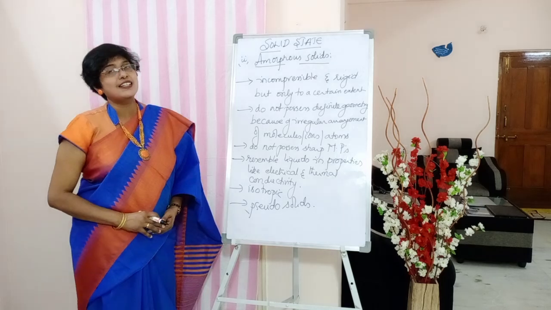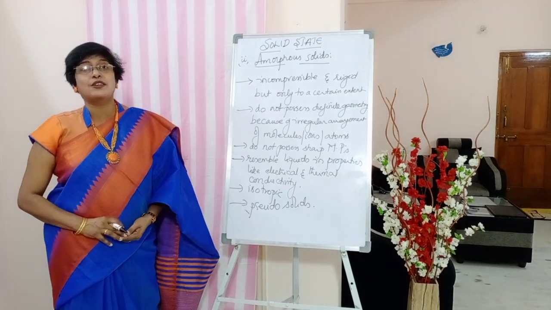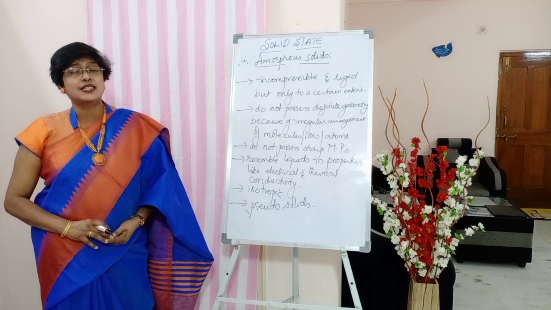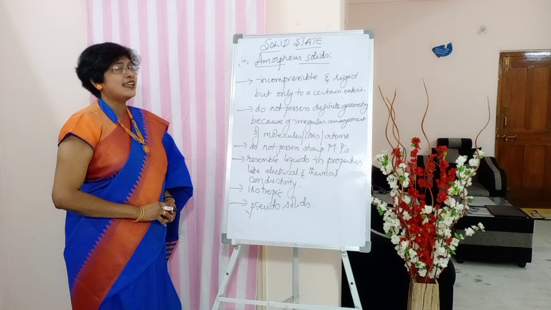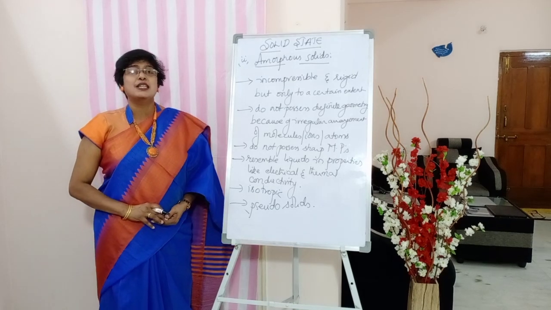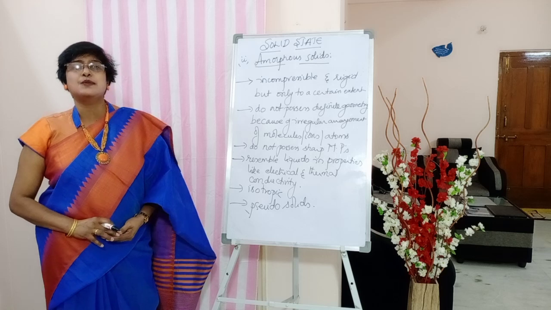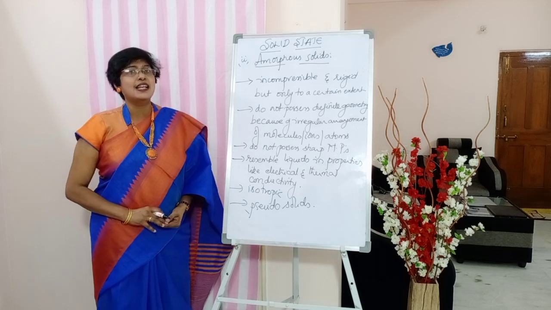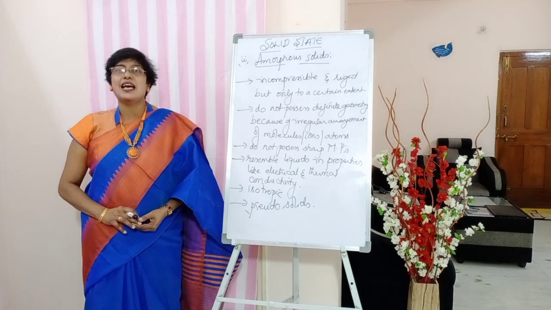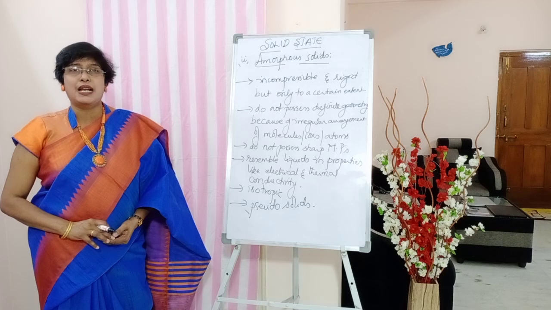Crystalline solids, we have seen, have a regular arrangement of molecules or atoms or ions by which they get a definite geometry. But here in the case of amorphous solids, because of the irregular arrangement of the molecules, they do not possess definite geometrical forms. So as they do not have definite geometry, we say that they do not have sharp melting points.